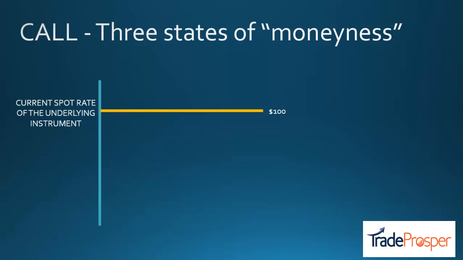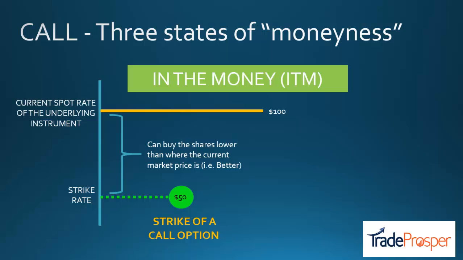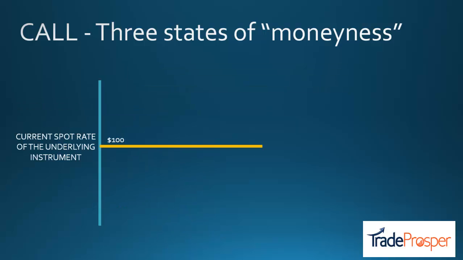Let's assume at first the current spot rate of the underlying instrument, let's say this is a share we're going to buy, is trading at $100. If we wish to trade an option where the strike rate of the option is $50, the strike rate of that option is in fact better than where the market is. So the term that we will use in this instance is that the option is struck in the money. In other words, we can buy the shares at $50, which is lower or better off than where the current market is traded.